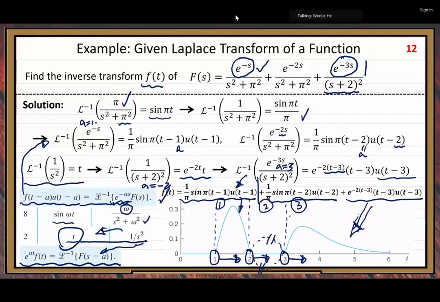So that's the behavior, the understanding of this graph. Otherwise, you may feel it is very strange. How can you get this kind of graph, right?